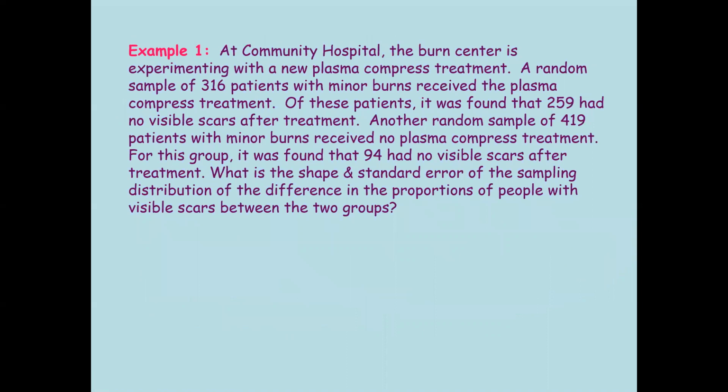So let's look at an example. At Community Hospital, the Burn Center is experimenting with a new plasma compress treatment. A random sample of 316 patients with minor burns received the plasma compress treatment. Of these patients, 259 had no visible scars after treatment. Another random sample of 419 patients with minor burns received no plasma compress treatment. For this group, 94 had no visible scars after treatment. What is the shape and standard error of the sampling distribution of the difference in the proportions of people with visible scars between the two groups?